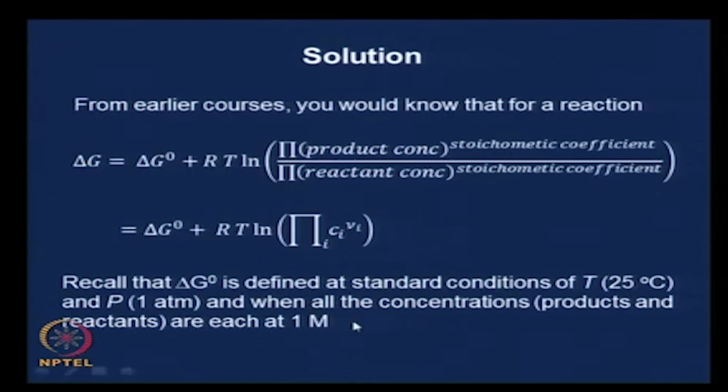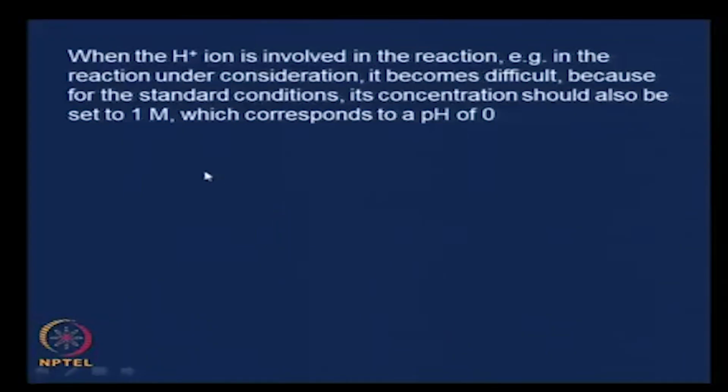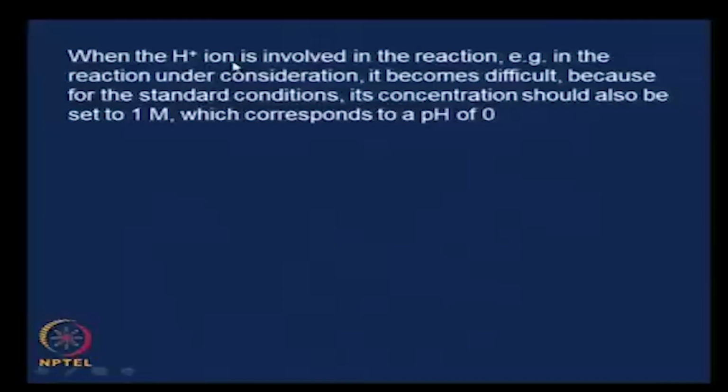But what is the problem with this? This is perfectly fine for chemical reactions, but what is the problem with this for biological reactions? Would you recall? The problem comes about whenever a hydrogen ion is involved in a reaction, which is pretty much most of the time, because most reactions that occur in a cell are ionic reactions. So when the hydrogen ion is involved in the reaction, it becomes difficult, because for the standard conditions its concentration should also be set to 1 molar.